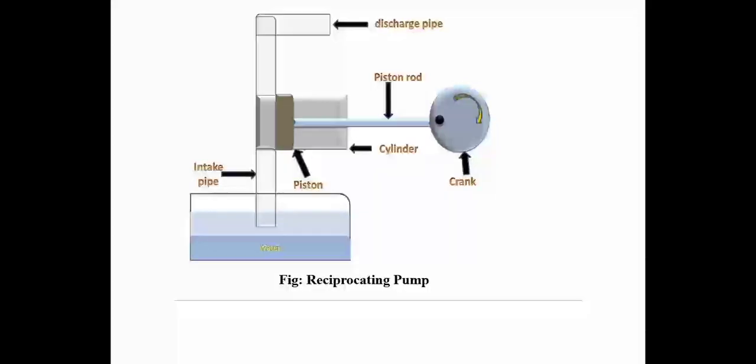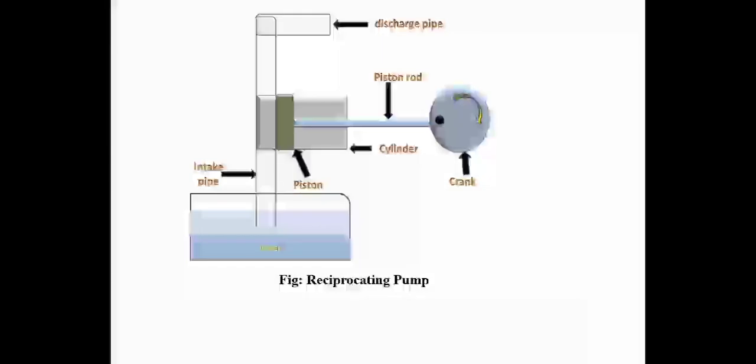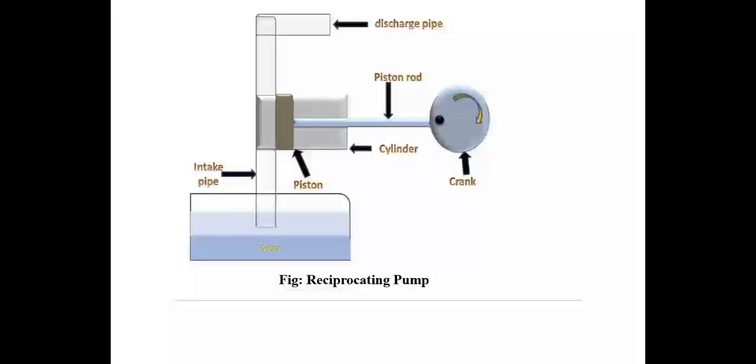What will happen here is, when we rotate the crank, this piston will move towards the end of the cylinder. At that time, this valve here will open and the water enters into this intake pipe. And again, if the crank is rotated, what will happen? The piston again comes to close this valve, and the water moves out of the discharge pipe. So this is the process happening here.